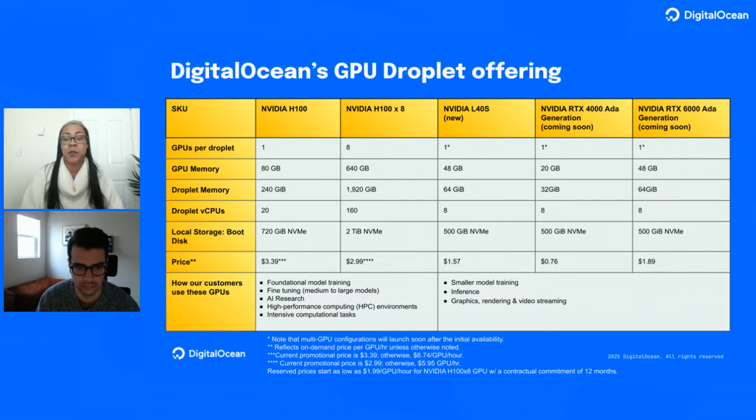On the right side is where we want to focus our attention for most of today, which are the newer GPU droplets that we are offering. So we've got NVIDIA L40S, which was recently added to our portfolio, and we will be adding very soon the 4000 ADA generation and the 6000 ADA generation. And we're super excited about these because we know there are more use cases out there, particularly around smaller model training, inference, and graphics and rendering, that we've heard from customers they'd be excited to have a more diverse spectrum to choose from.